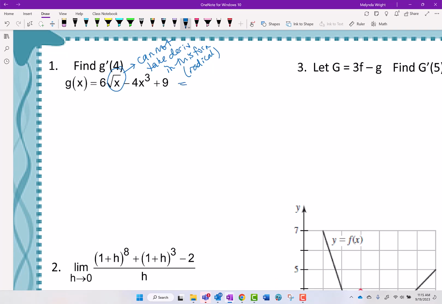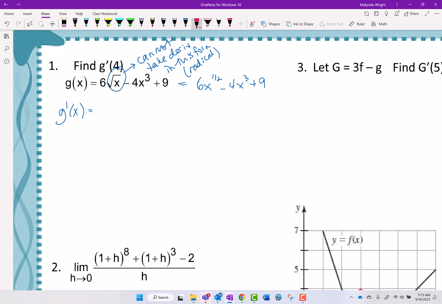I'm just going to rewrite this. So this is 6x to the 1/2. Remember, square root of x can be written as x to the 1/2, minus 4x cubed plus 9. Okay, so that's what I'm taking the derivative of. It would be better to rewrite it before we get into this. So the first thing I'm going to do is find g prime of x. Please don't try to put the number 4 in before you take the derivative. That will not lead to a good place. Take the derivative first and then put the 4 in.